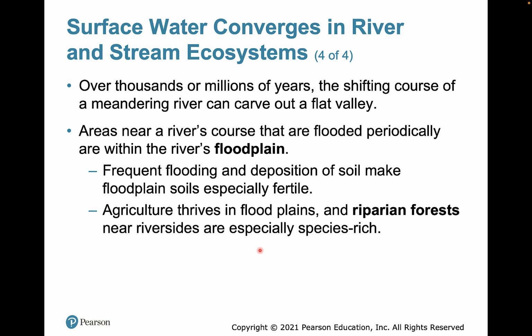The area near where a river floods periodically is called a floodplain. Floodplains are really fertile because the flood waters bring nutrients that are at the bottom of the river. So they're great for agriculture, but they're not good for people because, when your house floods, it's expensive and damaging to your personal belongings. Riparian forests, riparian means riverside, are especially species rich because of that influx of nutrients.